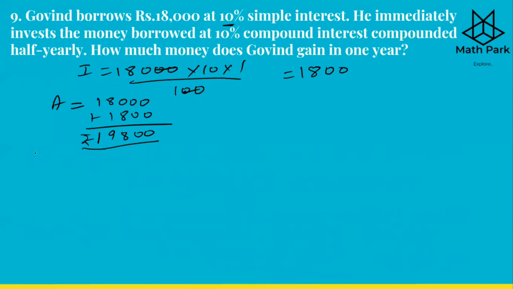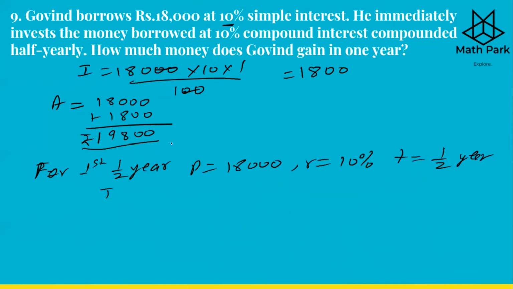Okay. So now here we are going to calculate for the half year first and then the other half year. So the amount that he has lent now, for that the principal for the first half year is again 18,000. The rate of interest is 10% and it is compound interest. And the time period is half year. So we have interest is equal to 18,000 into 10 into half year upon 100.